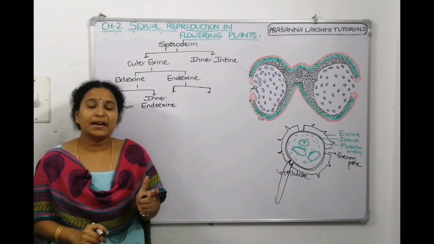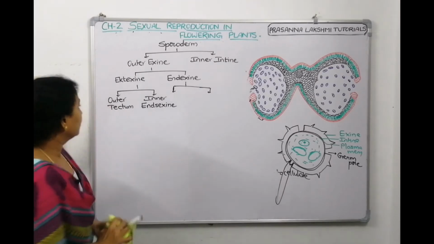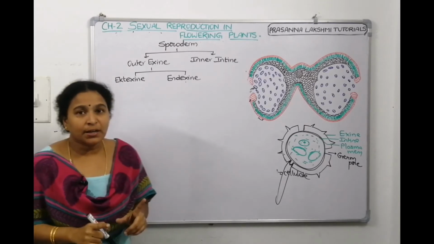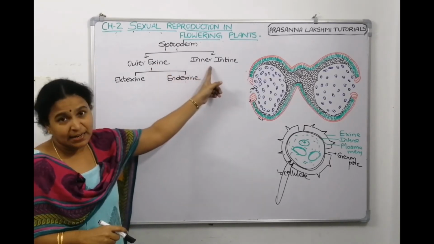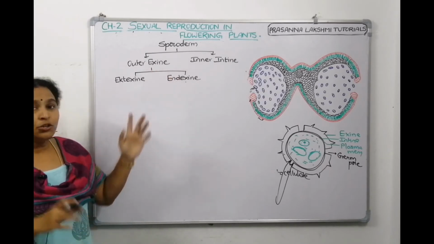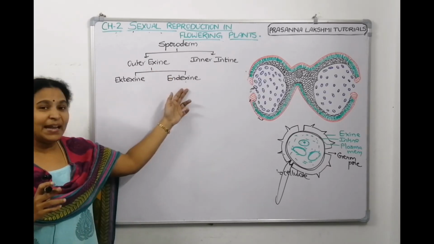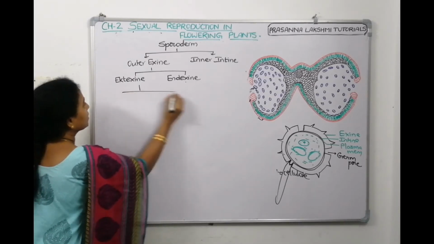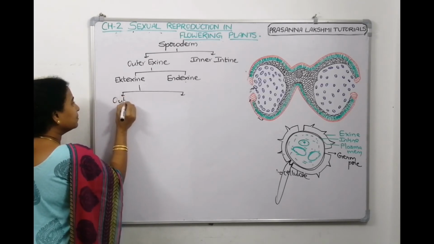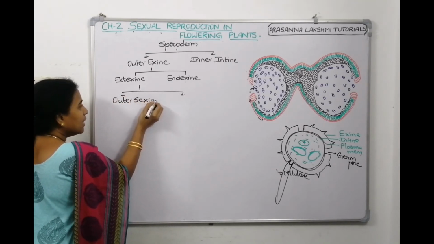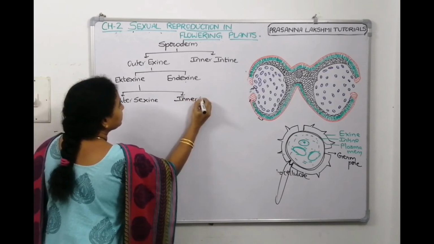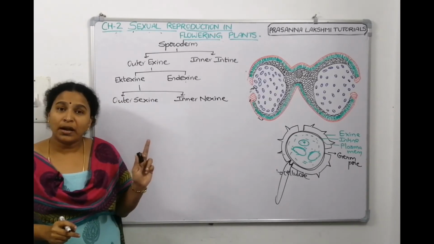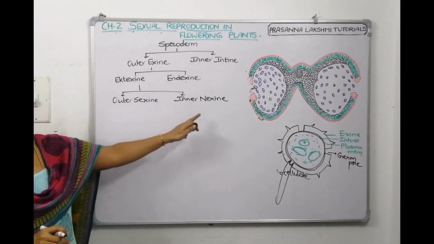Outer exine is divided into ectexine. One minute, I made a mistake. Yeah. So sporoderm is divided into outer exine and inner intine. Exine is divided into two layers again, ectexine and endexine. We will divide ectexine into two again. Outer one is called sexine. Inner one is called nexine. This I went wrong. The ectexine is divided into two layers again. Outer one is called sexine, inner one is called nexine.